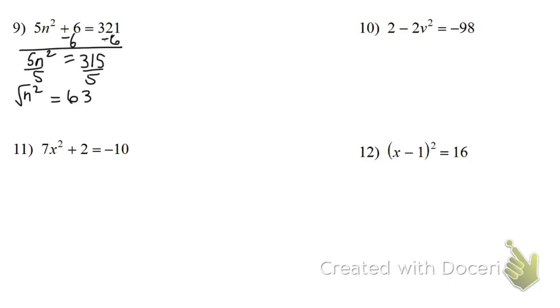Square root both sides. And n equals plus or minus the square root of 63. But 63 can be broken down into 9 times 7. The square root of 9 is 3, so it comes out of the radical. And I get 3 root 7.